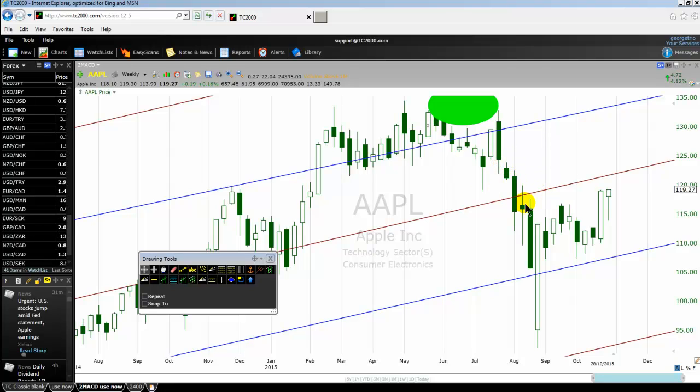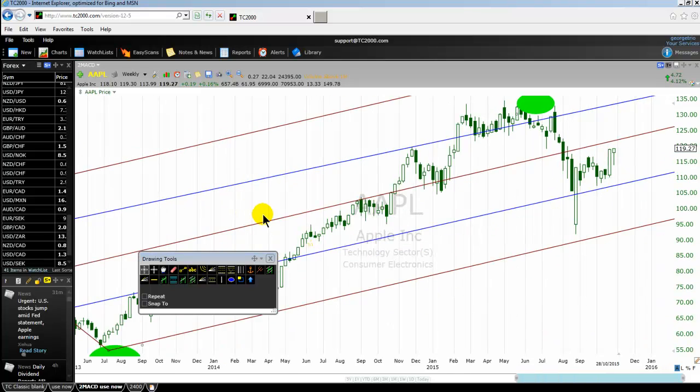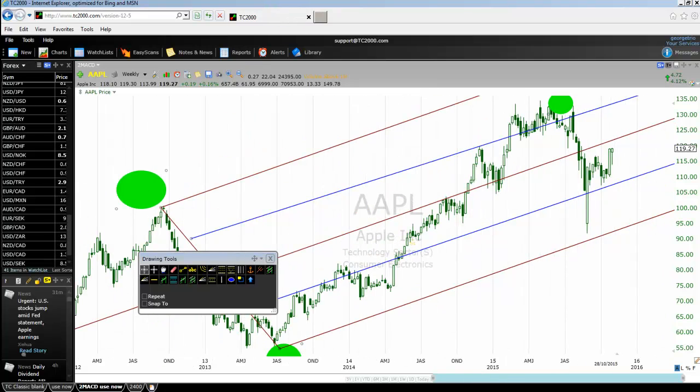And boom, here it is, down, down, down. Break below, retest, turn around. Now we have a bearish trade setup. The traders are selling Apple stock. And this is about the power of the Pitchfork tool.